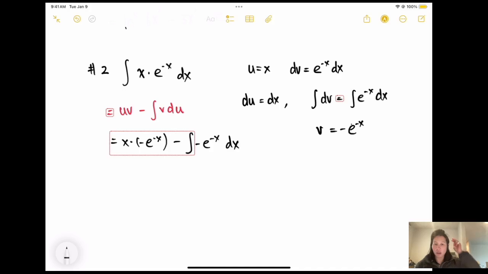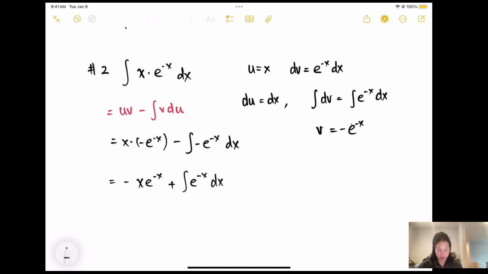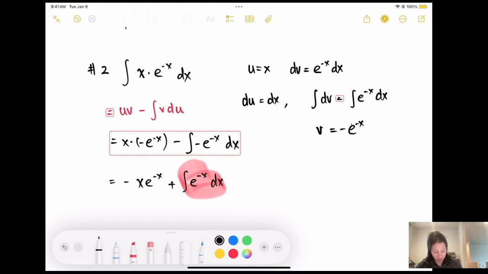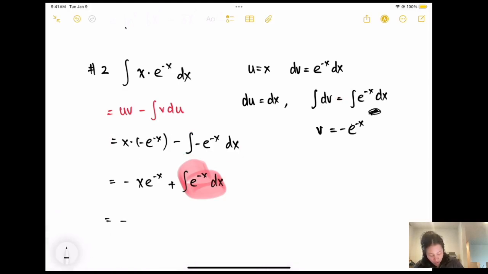All right, so after we substitute that into our formula, we got this guy. Okay, it looks very complicated, but we can simplify this to negative x e to the negative x plus e to the negative x dx. So that looks nicer. Now we want to integrate this part, which we did earlier when we were differentiating. So we will get negative e to the negative x, and then don't forget to add plus c.